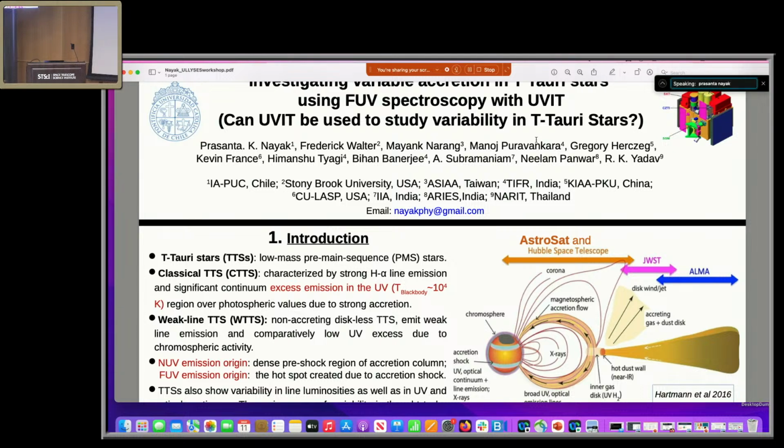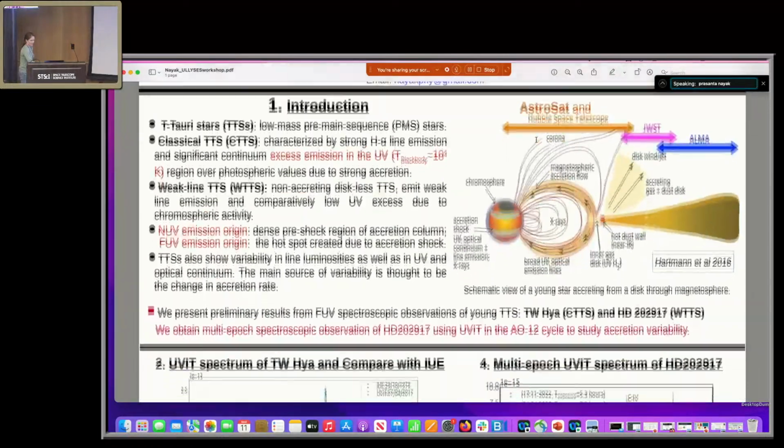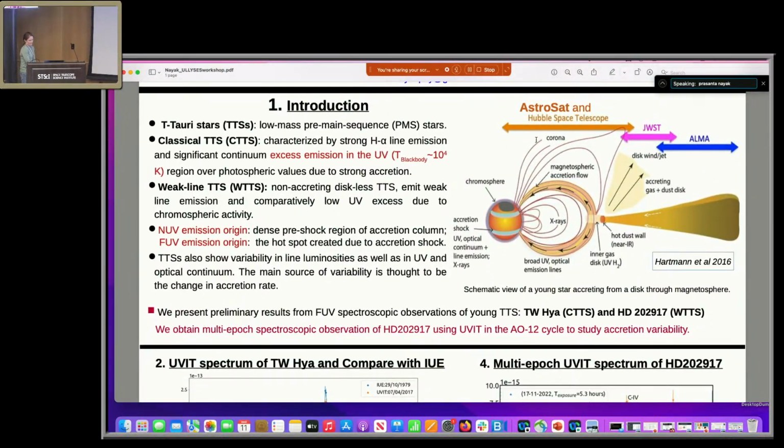In this poster, we are mainly going to present the FUV spectra using UVIT of T Tauri stars, mainly TW Hydra and HD 202917. Throughout this poster, we are trying to convey whether we can study the variability in T Tauri stars using the low resolution spectroscopic mode of UVIT. When we looked into the archival UVIT data of TW Hydra, we saw spectacular features of carbon IV lines, and it matches well with the IUE spectra.